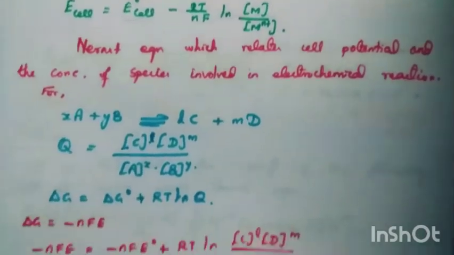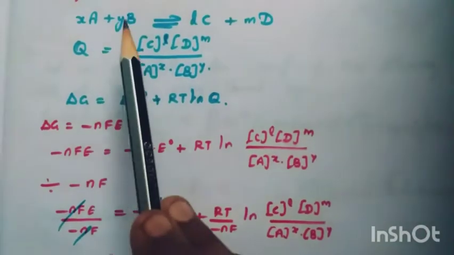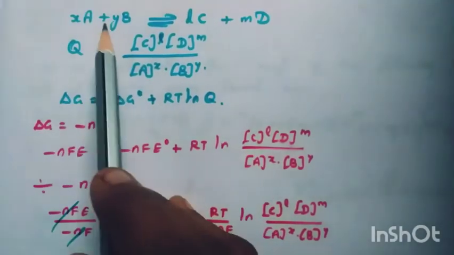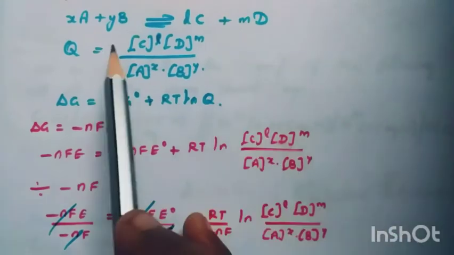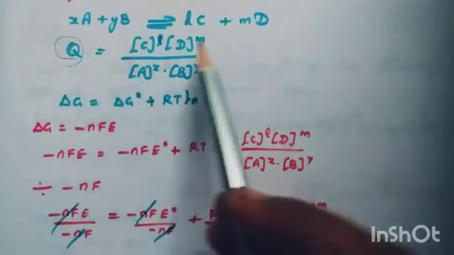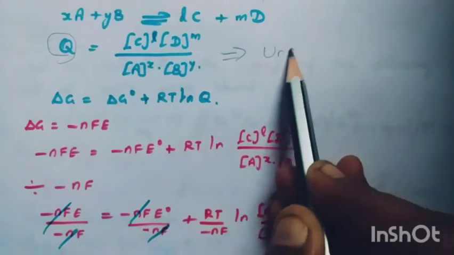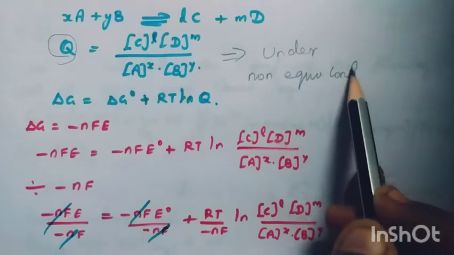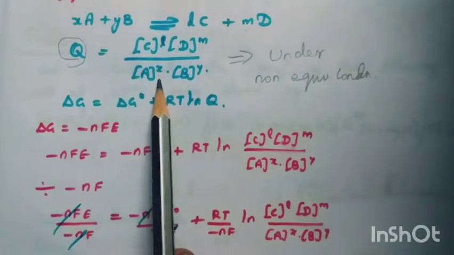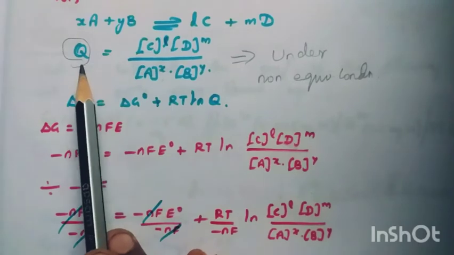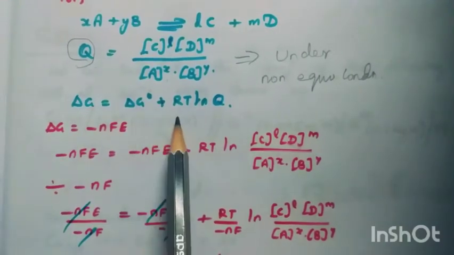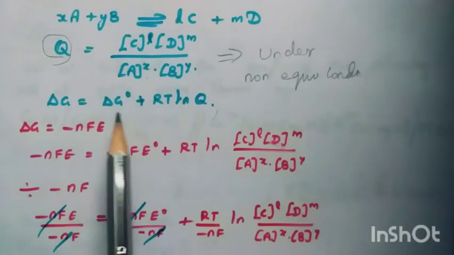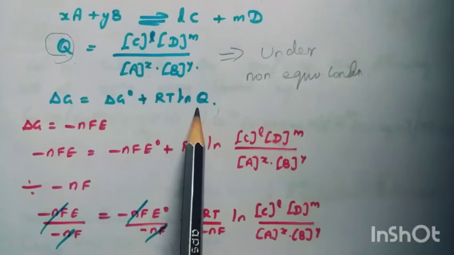Consider a general reaction, that is xA plus yB, reversible reaction, lC plus mD. Here x, y, l, m are the coefficients, and Q means the concentration term under non-equilibrium condition. So delta G is equal to delta G naught plus RT ln Q. This we can learn from the half equation.